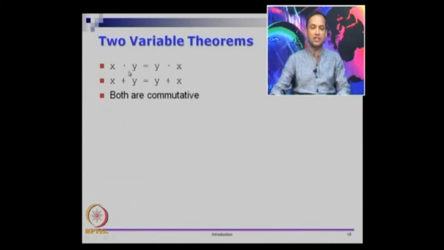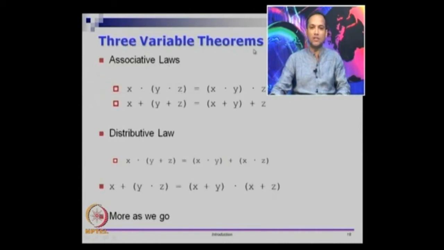Then we have two interesting two variable theorems. X and y should be the same as y and x. So what that means is the order in which you give the inputs does not matter, x and y is same as y and x. Similarly, x or y is the same as y or x. Again, you can prove these things by writing a truth table down. I will show you an example really quickly. But right now just assume that these are correct and these are both commutative, which means the order of the operations do not matter.